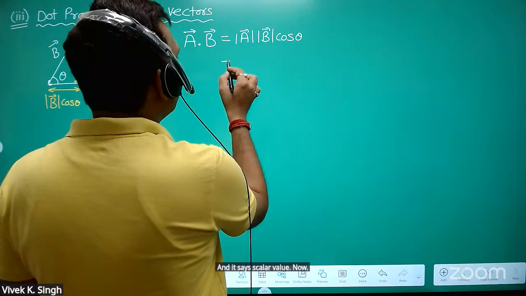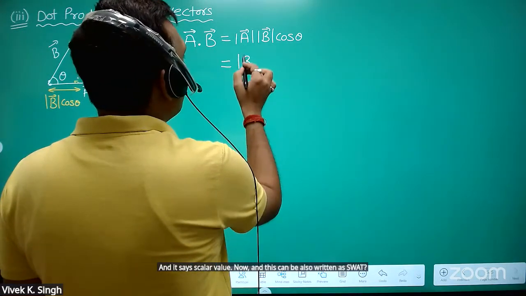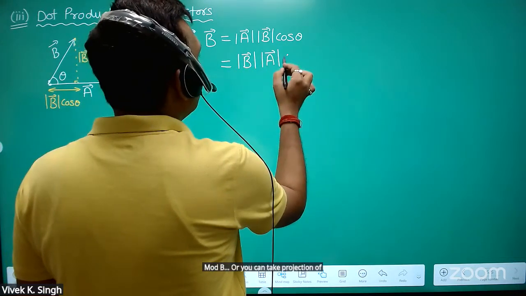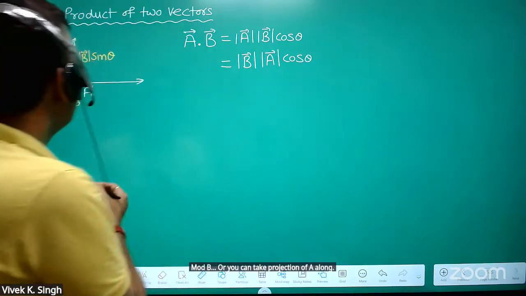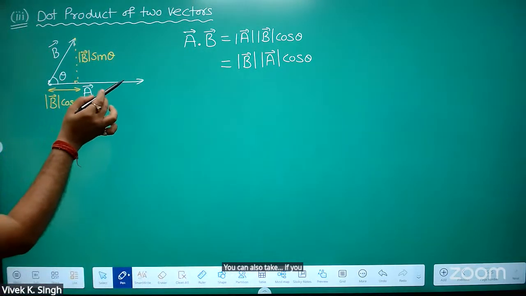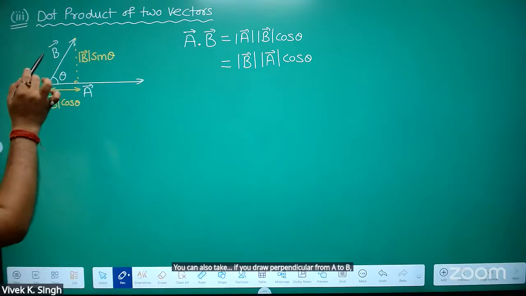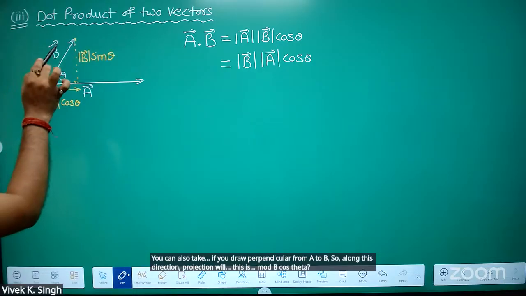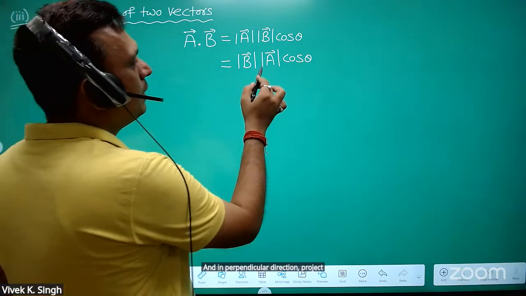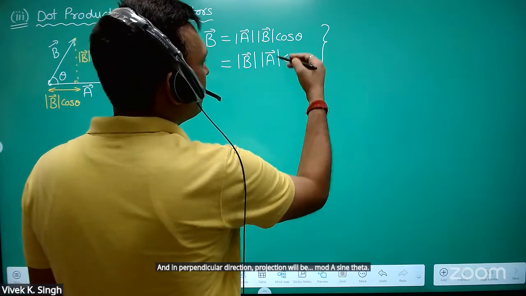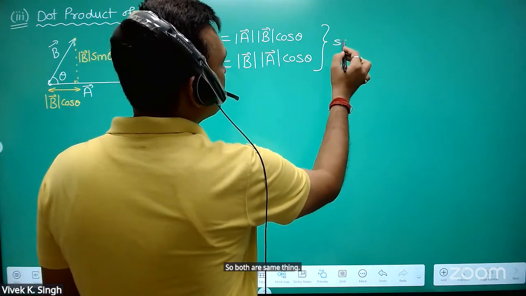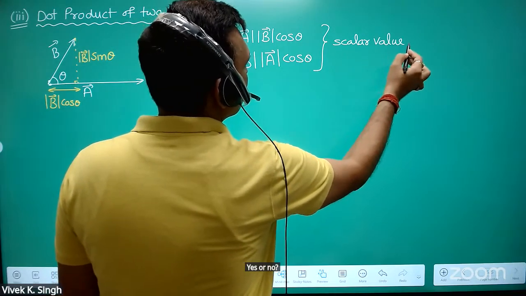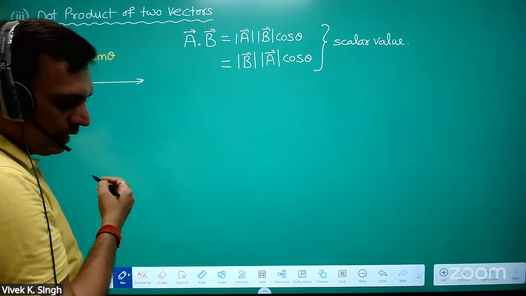Now, this can also be written as what? Mod B, or you can take the projection of A along B. If you draw a perpendicular from A to B, along this direction the projection will be mod B cos theta, and in the perpendicular direction the projection will be mod A sin theta. So both are the same thing, and this will be a scalar value. Yes or no? It's a scalar value.